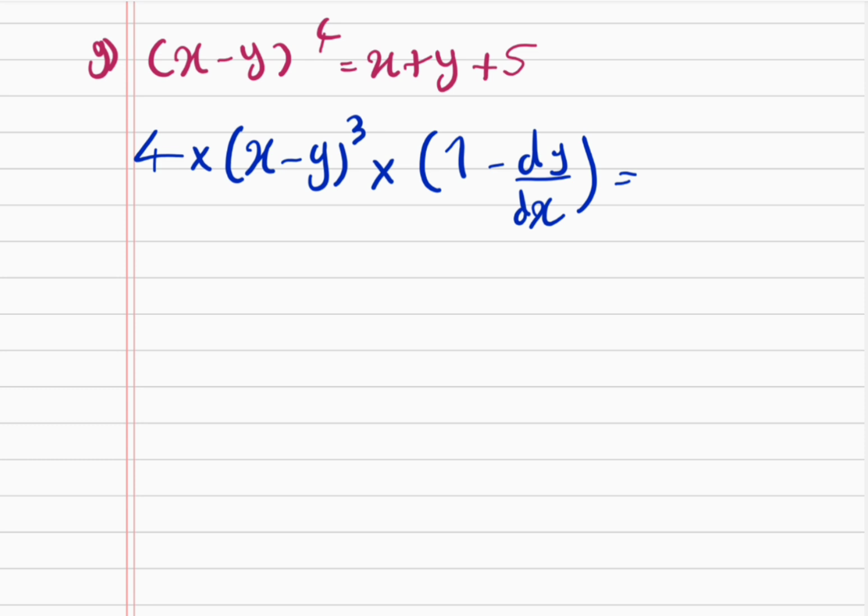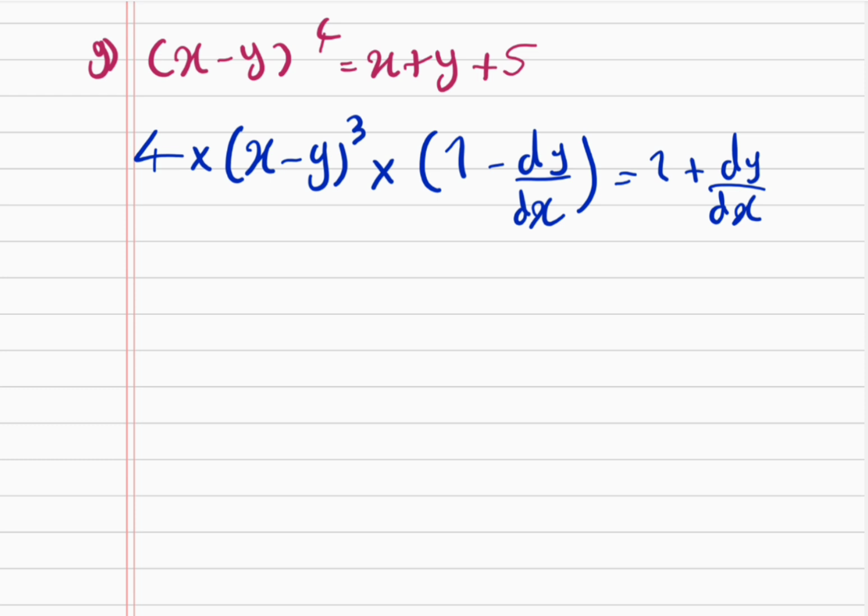The right hand side is probably much more straightforward. x differentiates to 1, y differentiates to dy/dx, and 5 differentiates to 0. Now we need to rearrange this, because that's what the question is saying, to write dy/dx in terms of x and y.